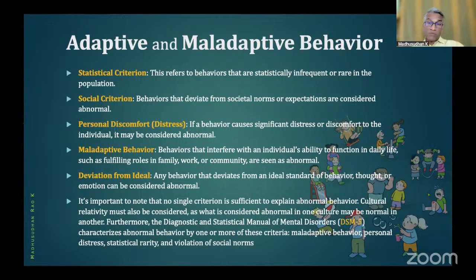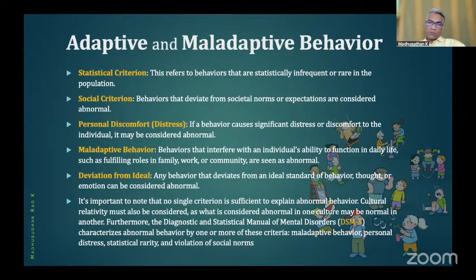And if that persists for a longer period, not just one day, two days, or a week, which can happen due to stress or anxiety, then there are certain criteria for when you can say that they are abnormal. After completing this, you will understand how, why, and when to call someone abnormal. Deviation from ideal: any behavior that deviates from an ideal standard of behavior, thought, or emotion can be considered abnormal.